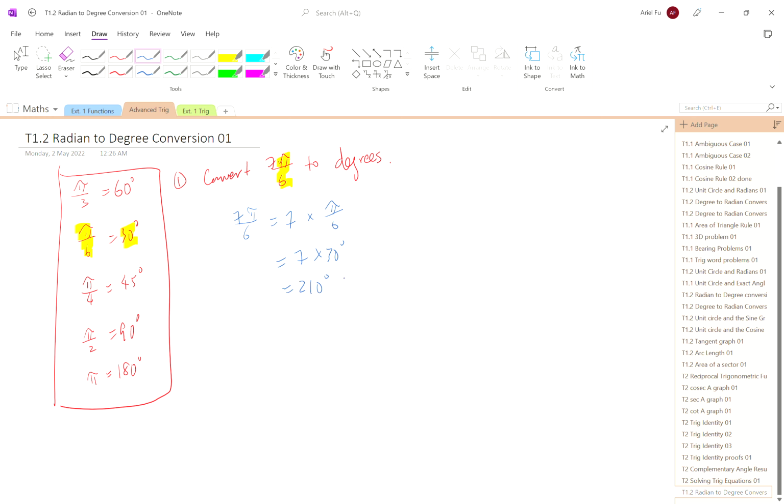Easy. Alright, so if you remember your multiples of 30, 60, 45, 90, and 180, life becomes a lot simpler. But sometimes you might be asked to convert a number that is not so nice, let's say, I don't know, pi on 5 to degrees. Okay, how do you do that?